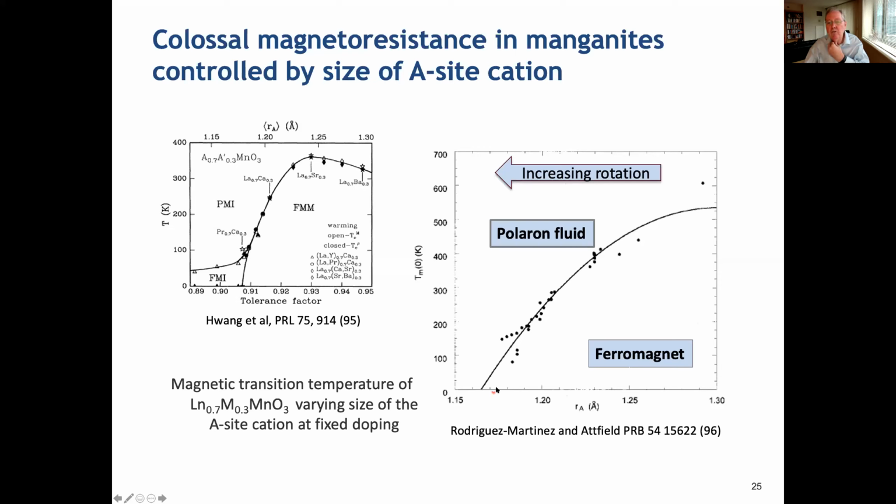and a student, Rodriguez Martinez, a number of years ago, where they really quantified this and extracted effects which are both to do with systematic size effects and also disorder. I'll talk about both of those later. But this is their data. The only thing which is being changed here is the ionic radius, and TC goes from 0 to 600 Kelvin or so, and fits rather well to some parabolic form.